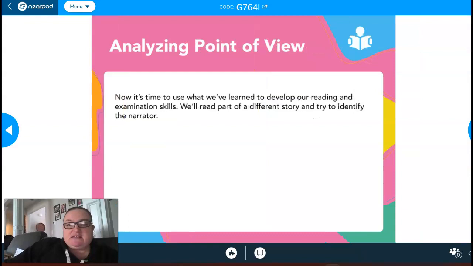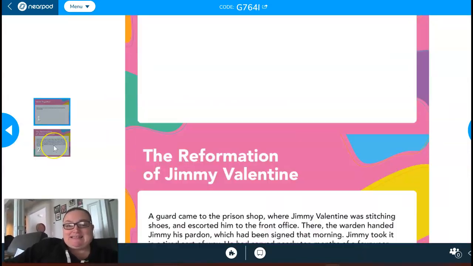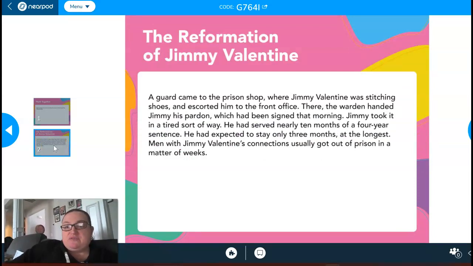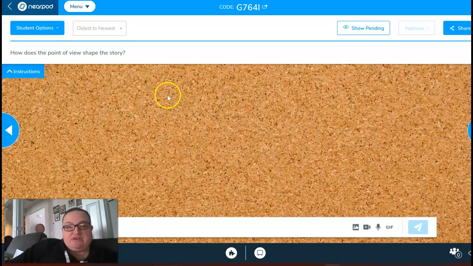We would have we do, let's try together. This would be analyzing the point of view. So they would work together as a class. I would read the Reformation of Jimmy Valentine to the students. And then as soon as it comes up, it is like a post-it note, and they would have to write, how does the point of view shape the story? And they're going to type their answers into here, and then they're going to pop up on the corkboard.